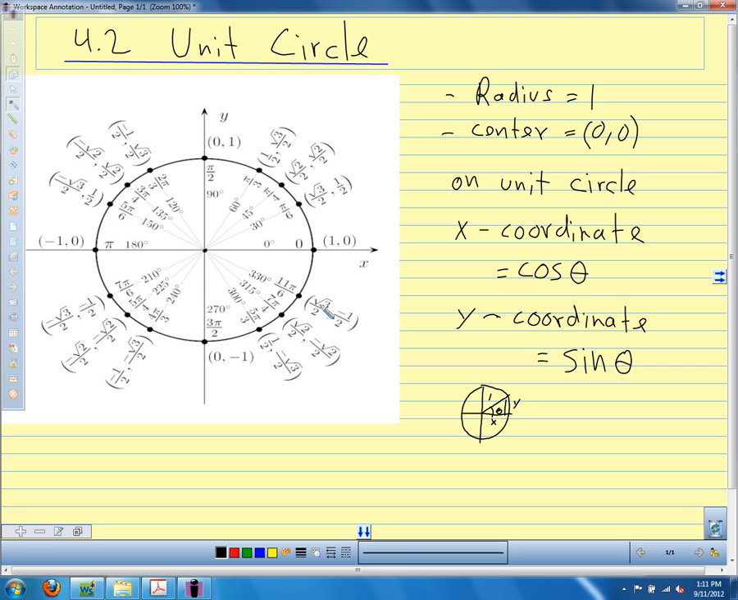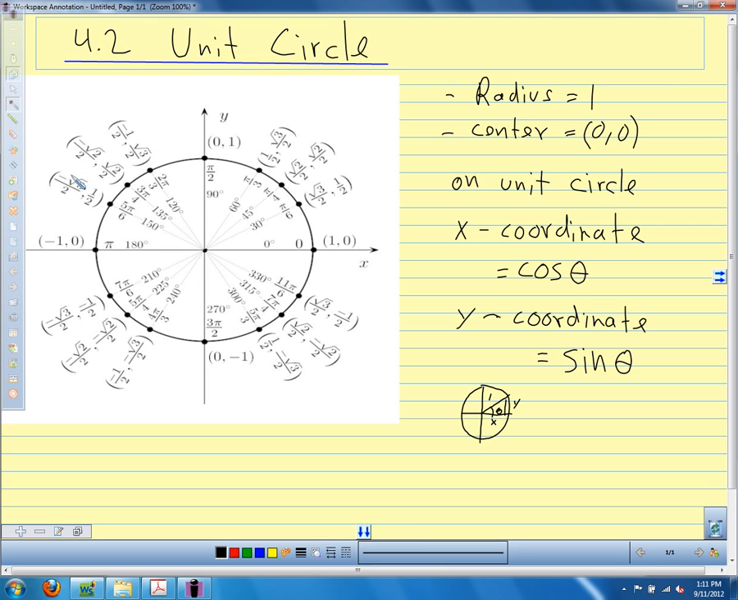So I went over here to 5 pi over 6. The cosine is the x-coordinate. Just negative square root of 3 over 2. The number 4, the cosecant of pi over 4.